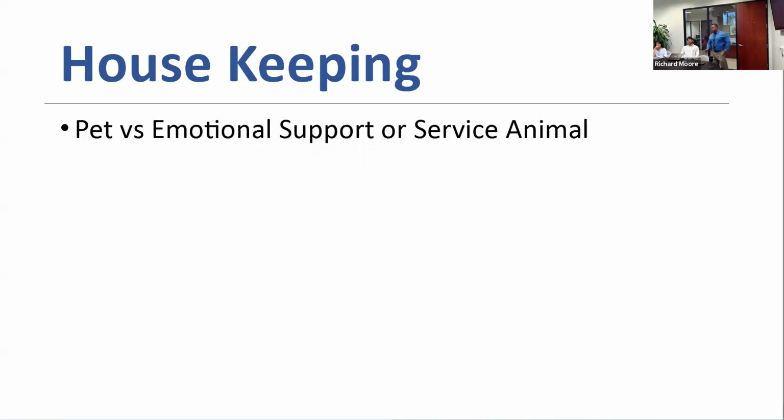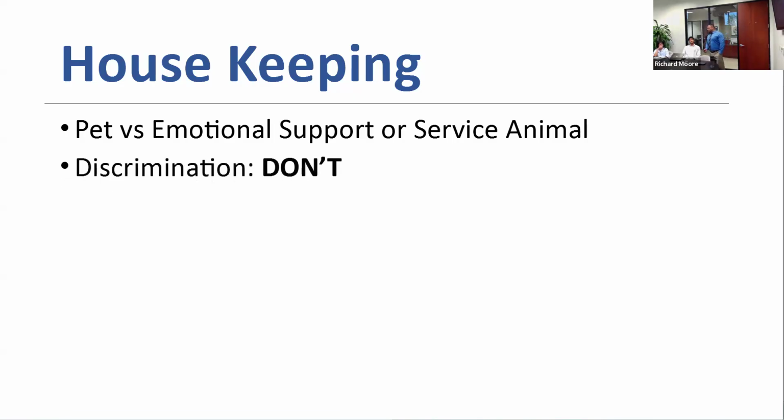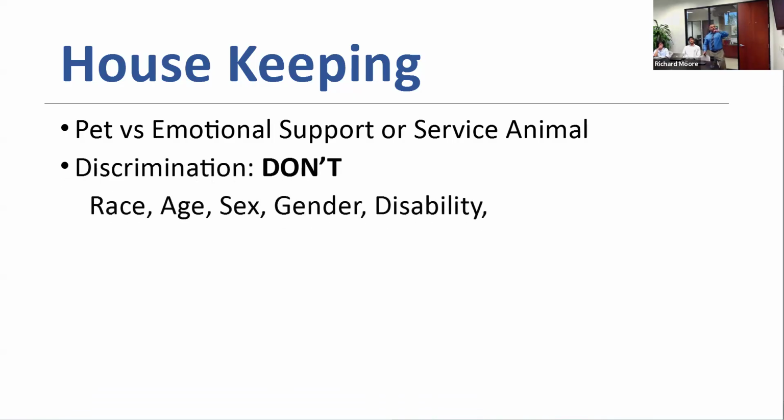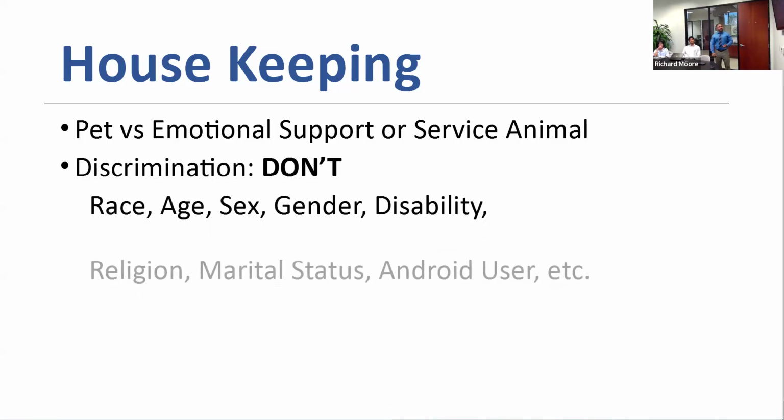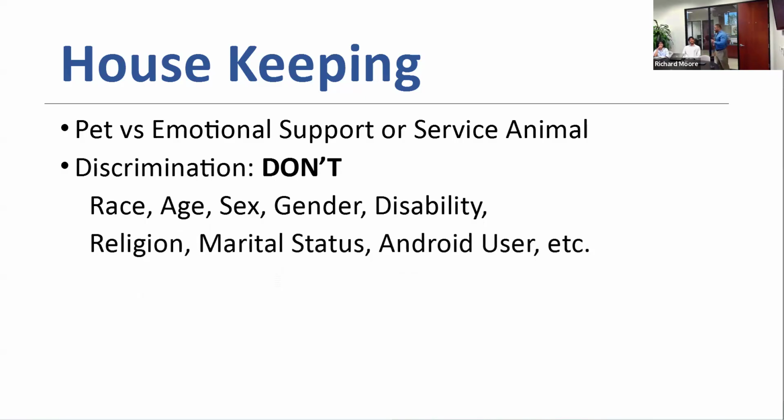You can't do that. Can I ask for the permit though? I believe you can. I mean, they can easily get one off the internet. Yeah, so it's not, everybody has them, you know? Discrimination, don't discriminate. For race, age, sex, gender, disability, religion, marital status, or if they're an Android user.